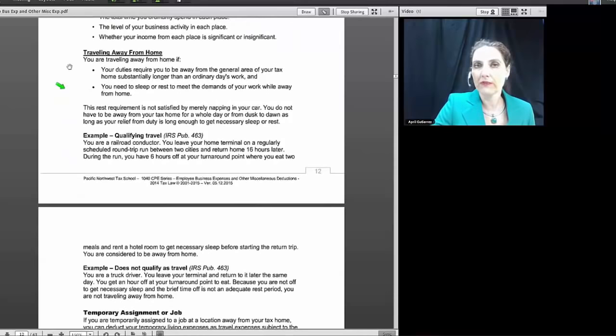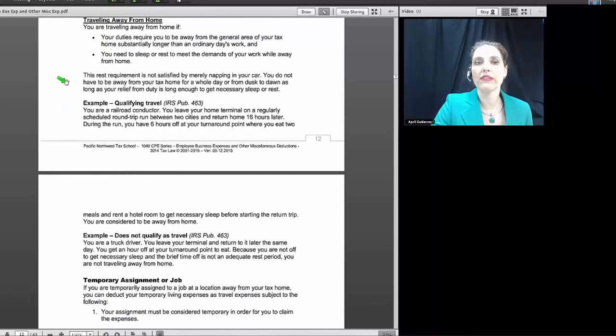Traveling away from home. You are traveling away from home if your duties require you to be away from the general area of your tax home for substantially longer than an ordinary day's work, and you need to sleep or rest to meet the demands of your work while you are away from home. The rest requirement is not satisfied merely by napping in your car. You do not have to be away from your tax home for a whole day or from dawn until dusk, as long as your relief from duty is long enough for you to get necessary sleep or rest.